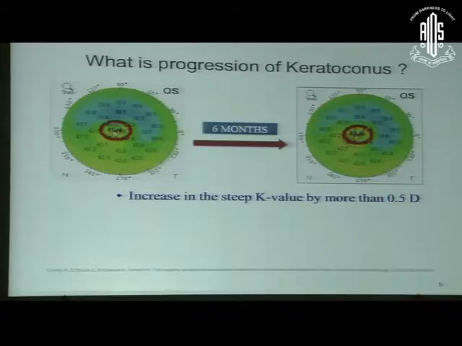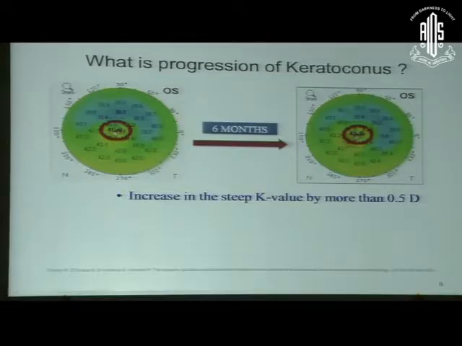So what we did was, we looked at progression indices. We looked at a steep K increase at an area which is steep, for example, this was a steep K. If you have an increase of steep K by more than 0.75, I kept it as 0.5, because most of the machines have a repeatability issue with 0.5. That means if I take a machine and do three readings, the range can be between 0.25 to 0.75. So it probably should be above 0.5, like in this case, a darker half of progression. But is that enough?